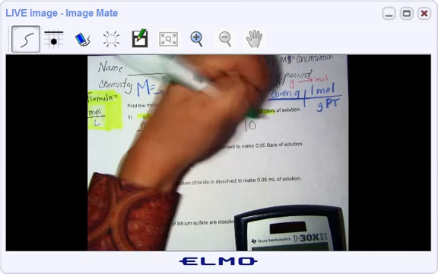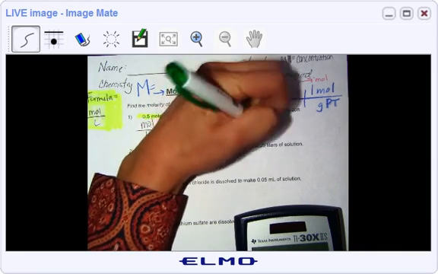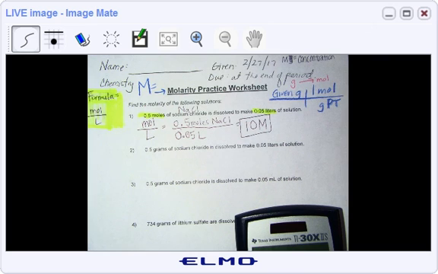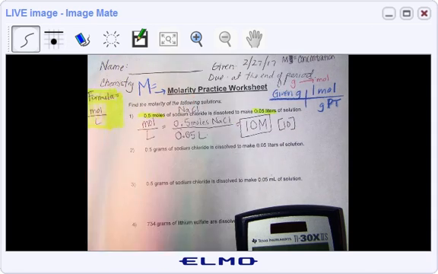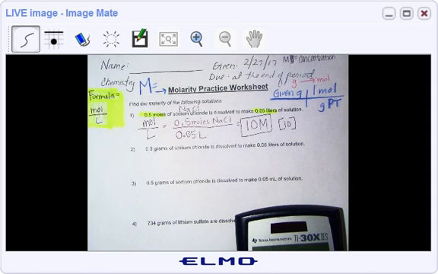This is 10, and the unit we will be using from now on is a capital M. Another way concentration is sometimes written is with brackets. Either or.